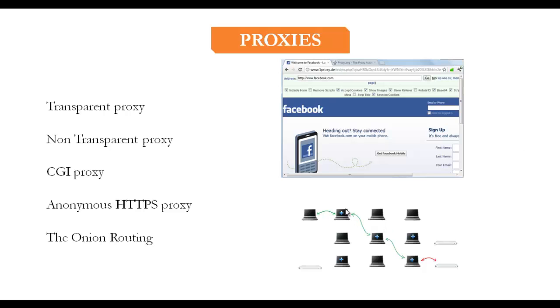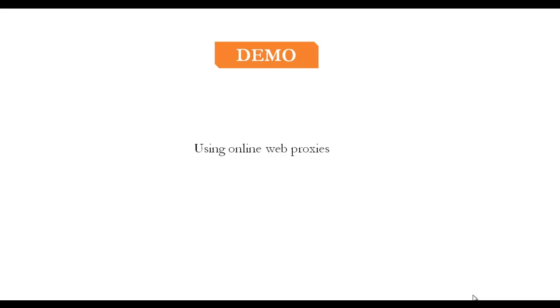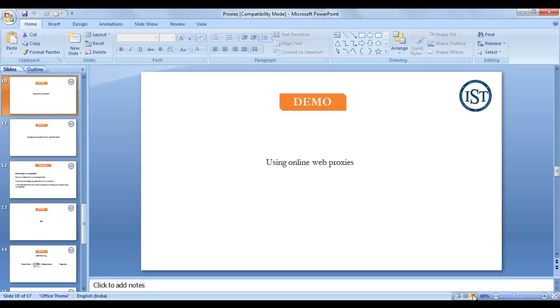And this particular Tor software is open source and the entire network is free to use. That is the beauty of Tor, and we are going to see how we can use this Tor application to bypass or to keep ourselves anonymous on internet. Now let us see how we can use these web or CGI proxies to hide our IP addresses on internet.